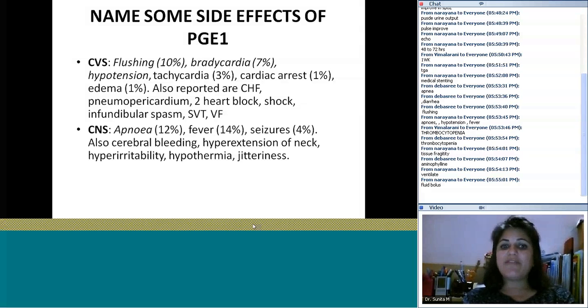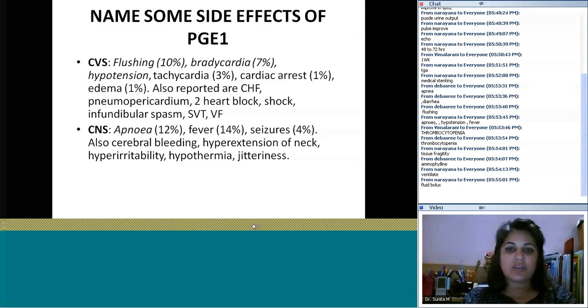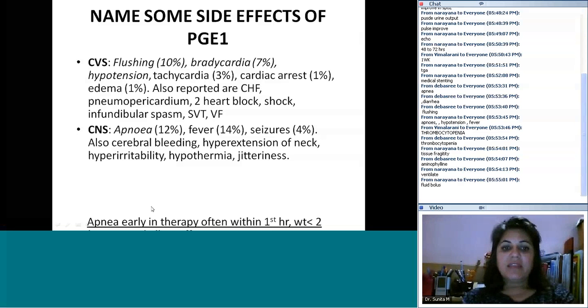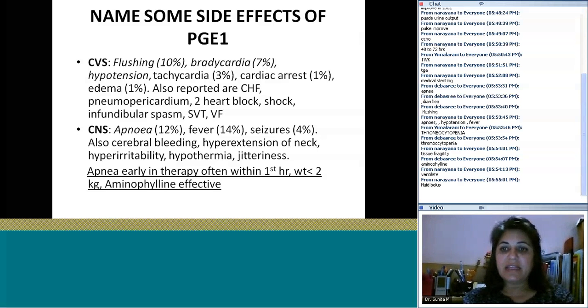Now, from a neurologic standpoint, apnea. Look at the incidence of apnea: 12%. So 12 out of every 100 kids is going to get apnea. Fever is something to remember. Many times we start prostaglandin in the ICU, then they get a fever, then we say now they're infected, now we can't take them to the OR. So fever can be a side effect of the prostaglandin itself. If the baby didn't have fever before and has fever now, send off your cultures, give a day of antibiotics and take them up. Make sure you rule out infection, but keep in mind that prostaglandin can also cause fever.